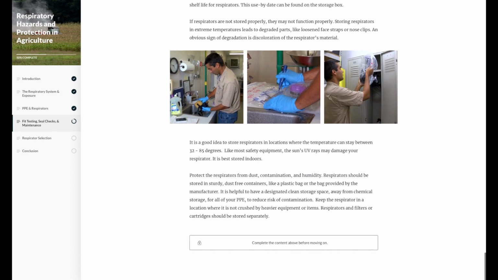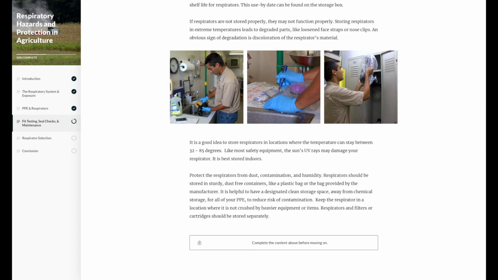It is a good idea to store respirators in locations where the temperature can stay between 32 and 85 degrees. Like most safety equipment, the sun's UV rays may damage your respirator. It is best stored indoors. Protect the respirators from dust, contamination, and humidity.